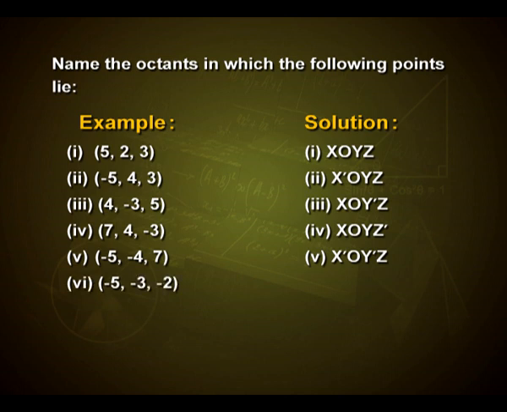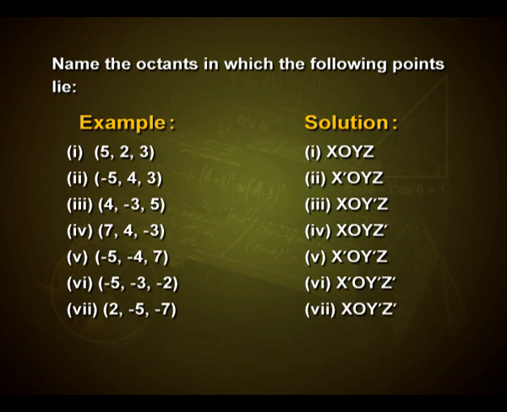The point -5, -3, -2 will lie in the octant X'OY'Z'. Similarly, the point 2, -5, -7 will lie in the octant XOY'Z', and the point -7, 2, -5 will lie in the octant X'OYZ'. One more example we will look into.